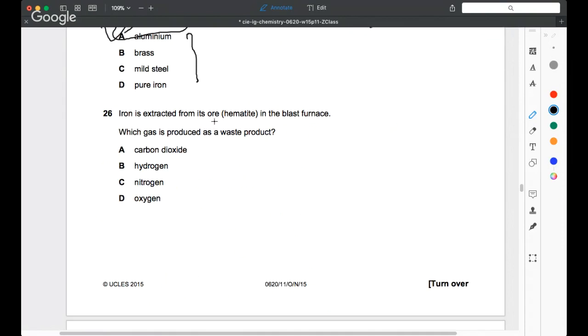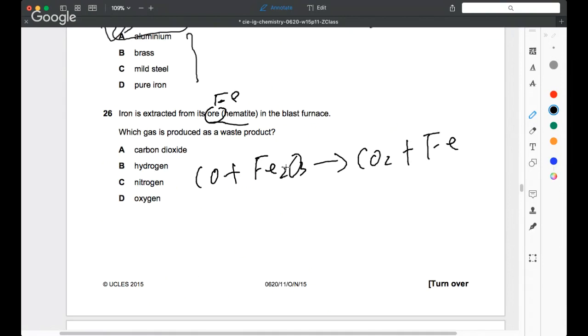So number 26, we are producing iron from ore. The process of this is a reduction, in which we have carbon monoxide reducing iron oxide, which is ore, to give you carbon dioxide and iron. I'm not going to balance the equation here because we already know the answer. The product of this reduction reaction is carbon dioxide.